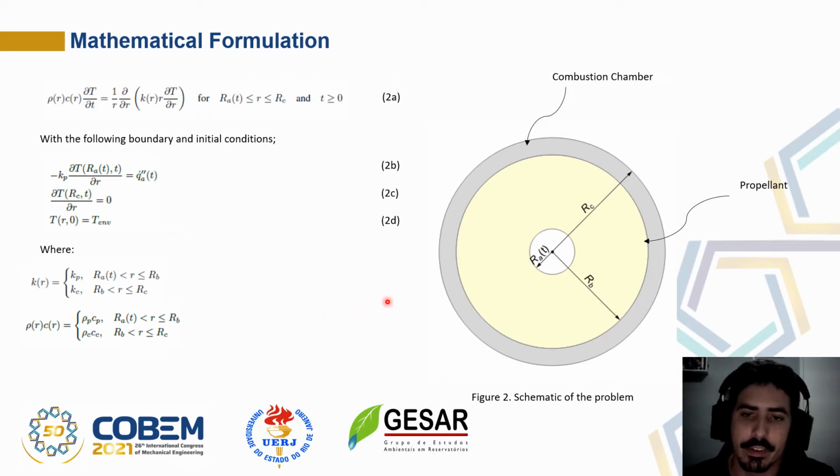The illustration here is a video showing how the propellant is consumed in the combustion chamber, and we can see how the domain is varying over time.